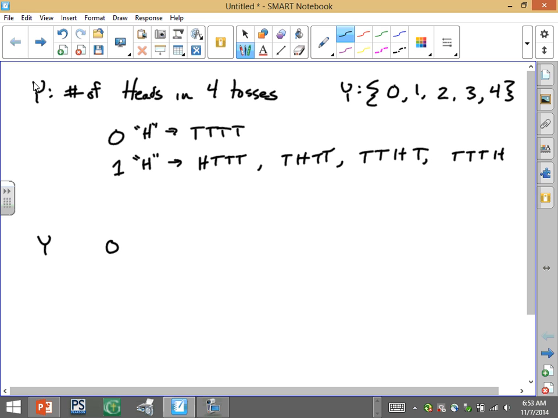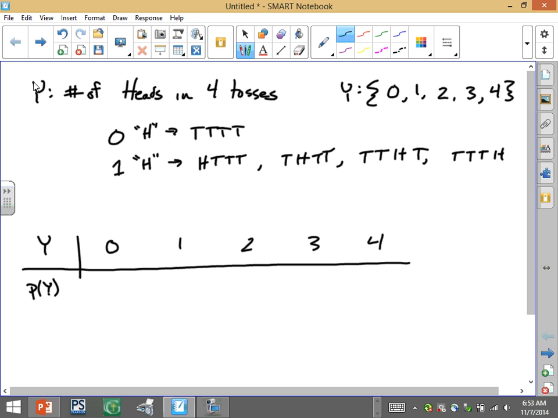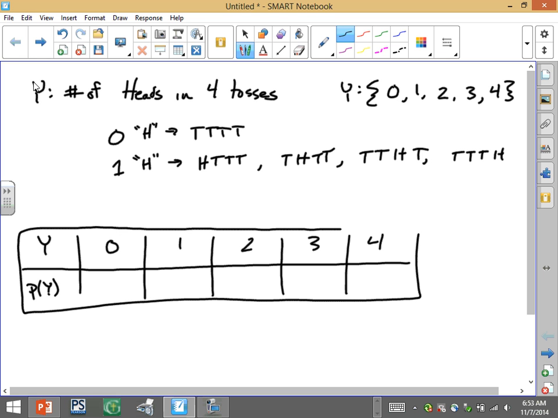So here's Y, and these are the values Y can take on. And underneath Y, in the second row of that column, what we're going to do is come up with the probabilities of these things. So right off the bat, we'll start with 0 heads. So we just said this was tails, tails, tails, tails. So the probability of getting tails and tails and tails and tails, well, that's 0.5 times 0.5 times 0.5 times 0.5. Should be 0.5 to the 4th.